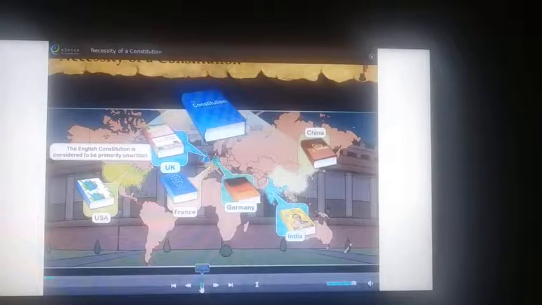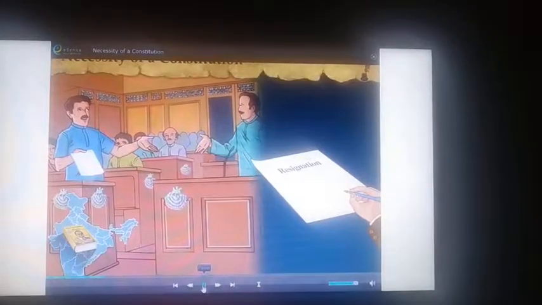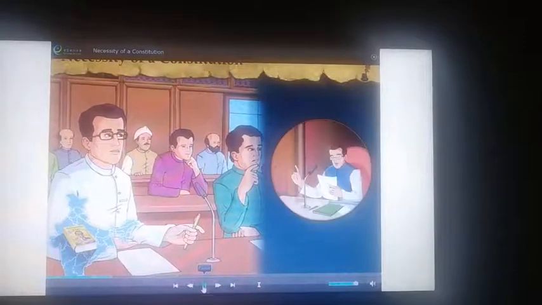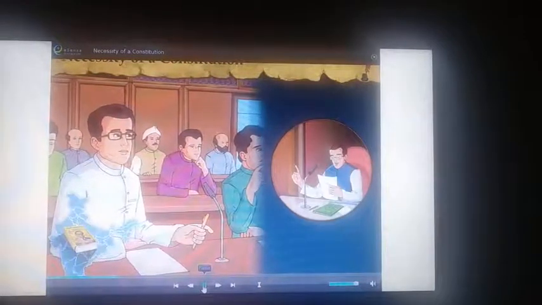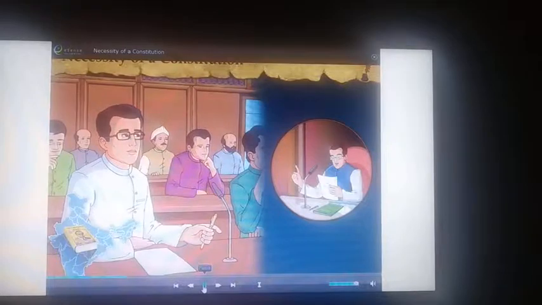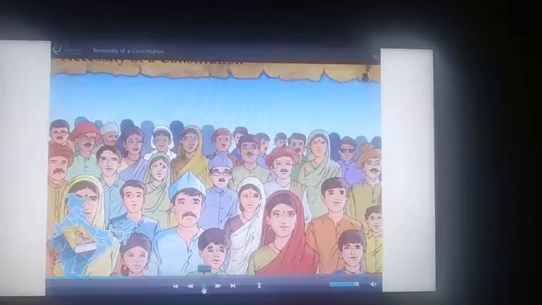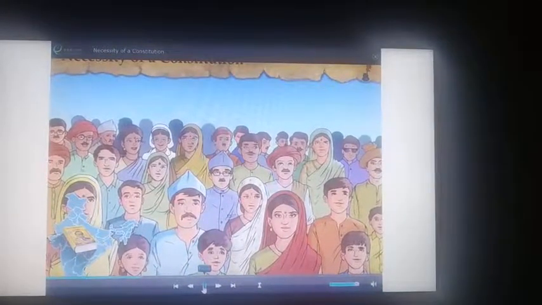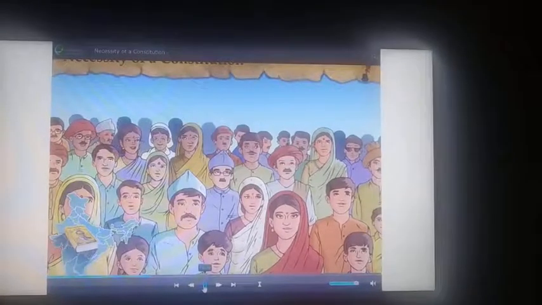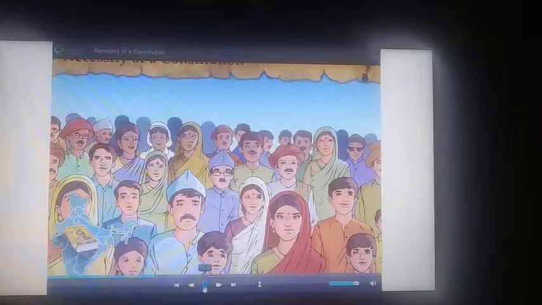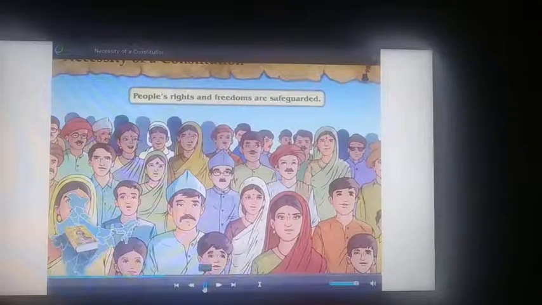Necessity of a constitution. There are several advantages of governing a country with the help of rules or provisions included in a constitution. Government has to function within a set of rules. This reduces the possibility of the misuse of the power and authority they have been given. A constitution includes the rights and freedoms of the citizens. Government cannot take away these rights. Therefore, people's rights and freedoms are safeguarded.